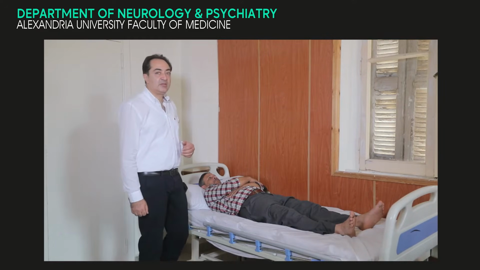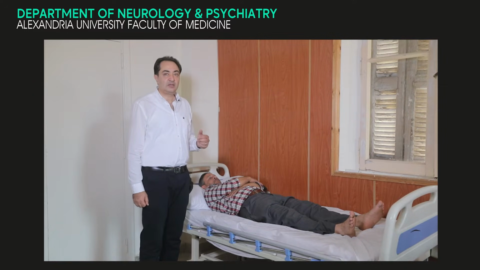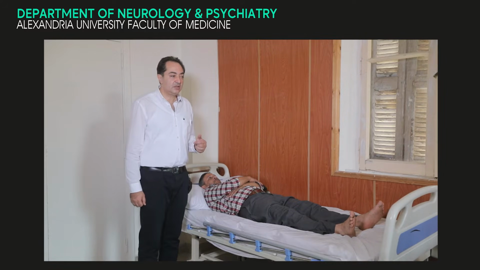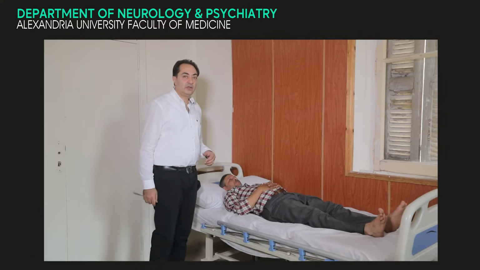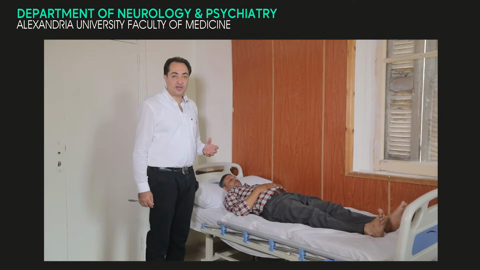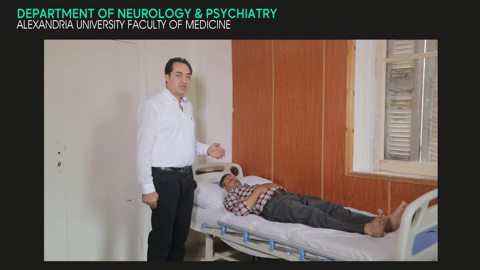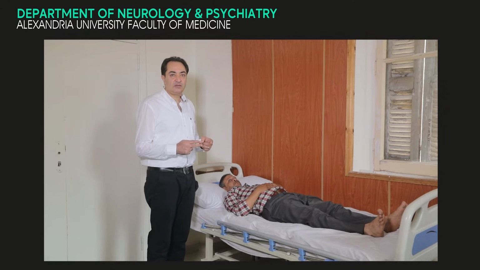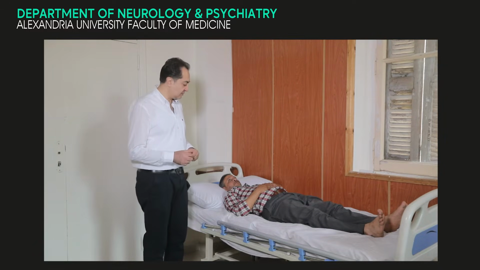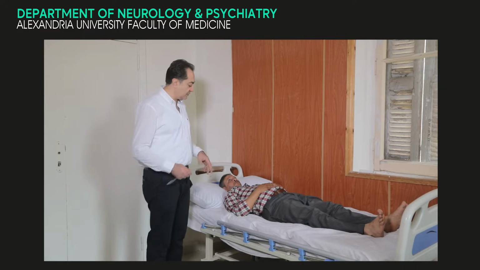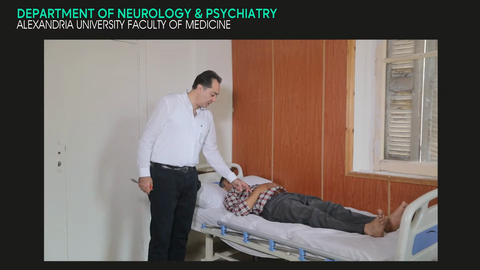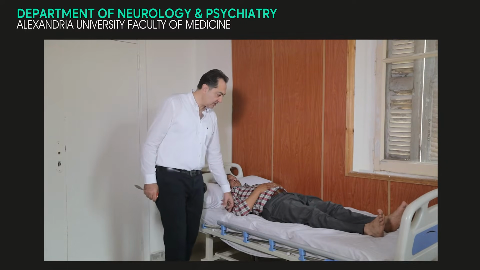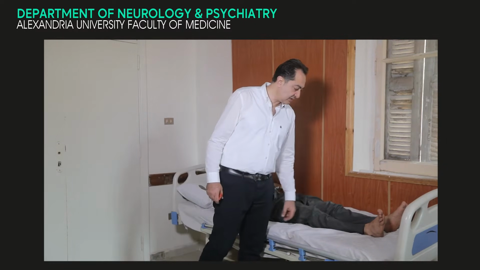So we examine the muscle status, muscle tone, and muscle power. The next item is to examine the reflexes. The reflexes are either the deep reflexes, superficial reflexes, visceral reflexes, or the pathological reflexes. First, the deep reflexes. We have the biceps reflex, brachioradialis reflex, triceps reflex, knee reflex, and ankle reflex.